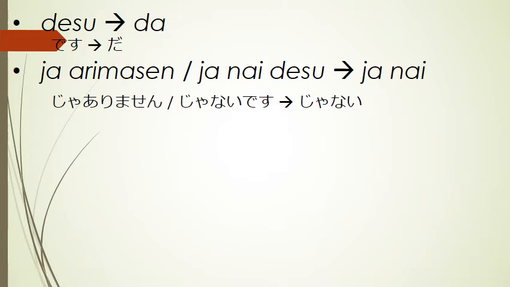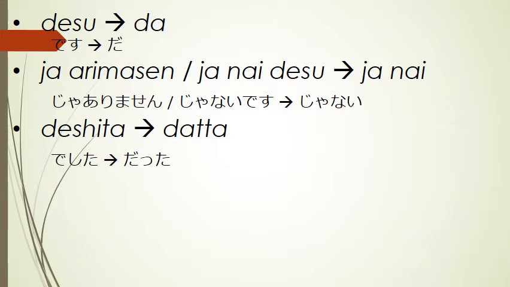So first up, we have positive non-past tense. In desu/masu form, this would be desu, but in short form, it would change to da. Then we have negative non-past tense. In desu/masu form, this would be ja arimasen or janai desu. In short form, it becomes janai.